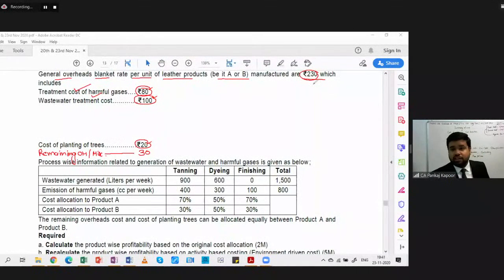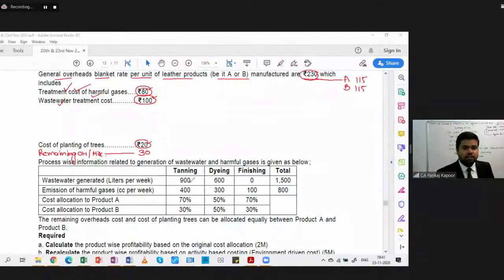Agreed? So now you have the bifurcation as well. And we know that, rather than just charging 115 and 115 to products A and B, we must apply ABC costing. We must see how many kilograms of A are treated and how many kilograms of B are treated. Then we will distribute the 80 in the ratio of the kilograms of A and B. We must see how much wastewater is generated by A and how much by B, so that we can distribute this 100 rupee in that particular ratio itself. And some of the details are given below.